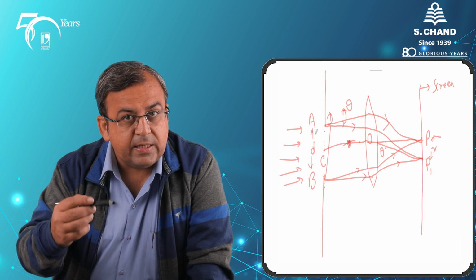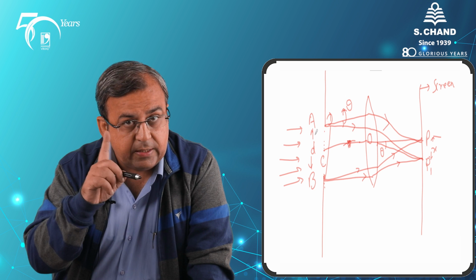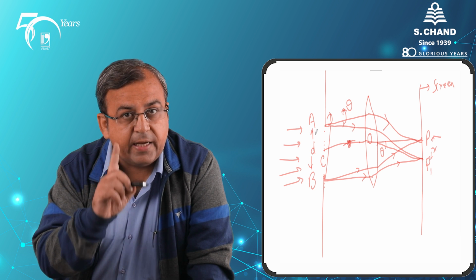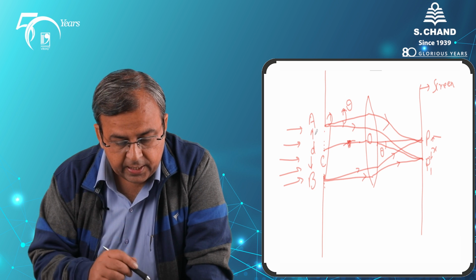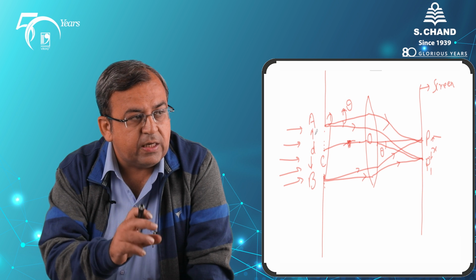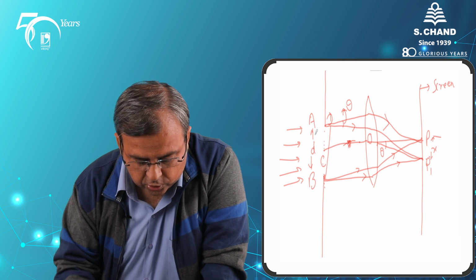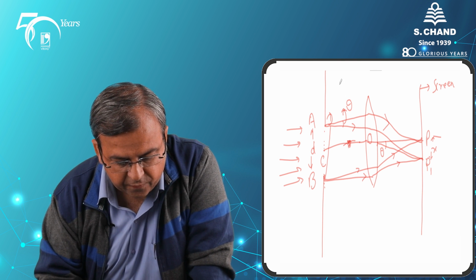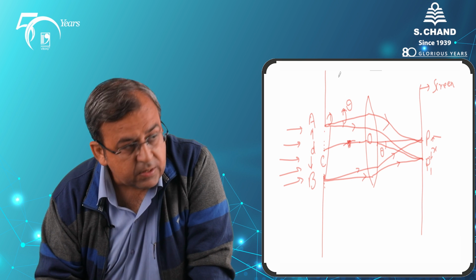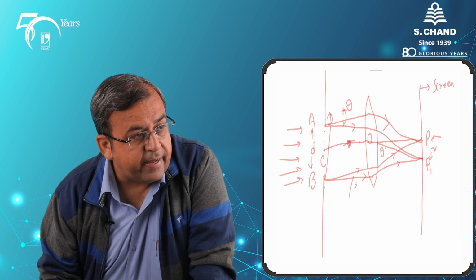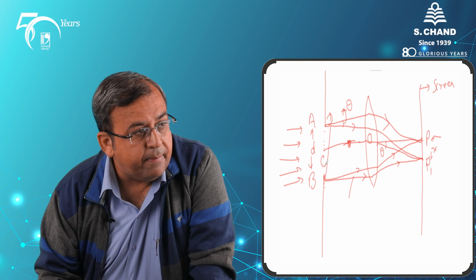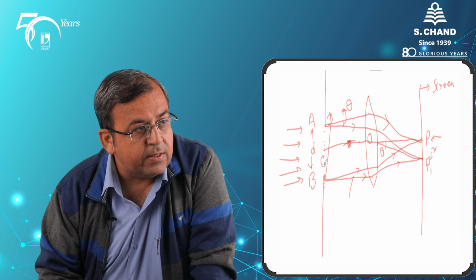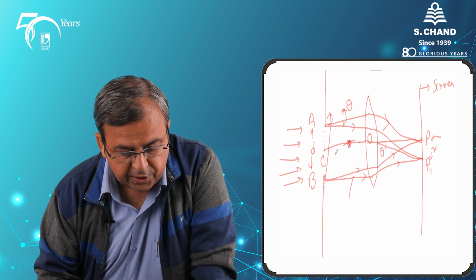Because these are the extremities of the diameter, right? B and A are considered to be the extremities of the diameter. And what we are saying is that suppose it is AD. If we take the triangle ABD, we have drawn a perpendicular. This is BD, right?